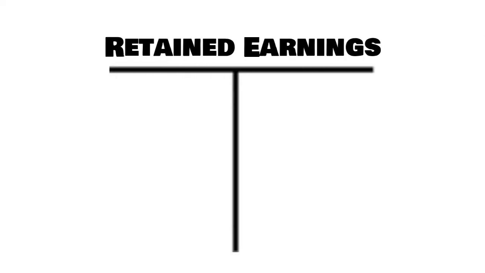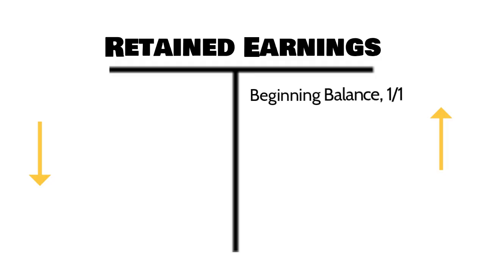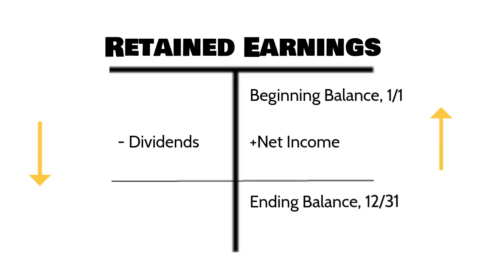You know I always like a good T account. I think it's helpful to see retained earnings in a T. Retained earnings is a stockholder's equity account, so it increases with the credit and decreases with the debit. We start with the beginning balance of retained earnings from the first day of the year, add the net income from the current year, and subtract any dividends to get to the year-end balance of retained earnings. Basically, it's a visual representation of the statement.